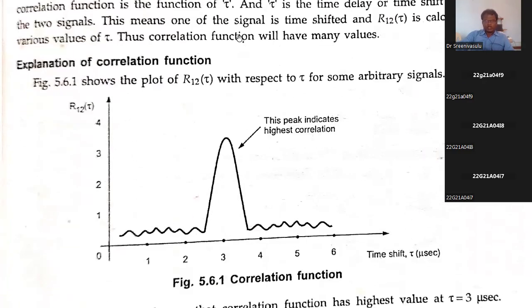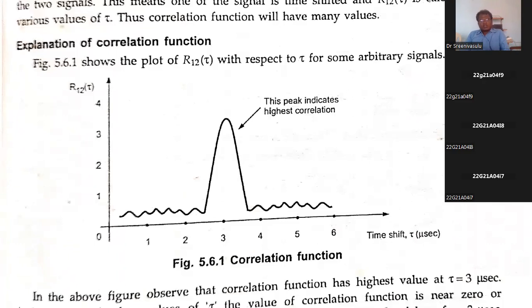Now you observe this graph. In this graph, you see on the y-axis there is R12 of tau. On the x-axis there is tau. Now at tau equal to 3, you see there is the highest value.